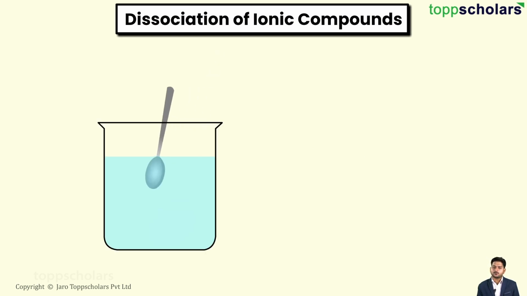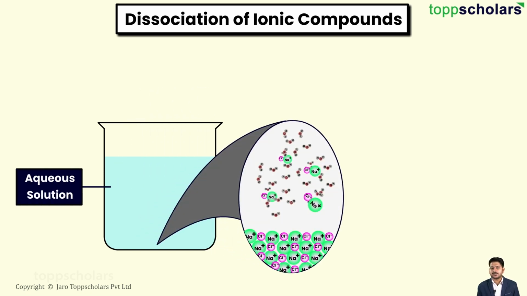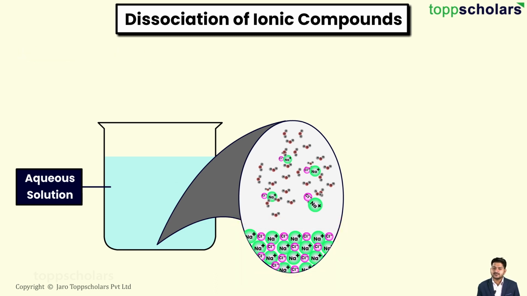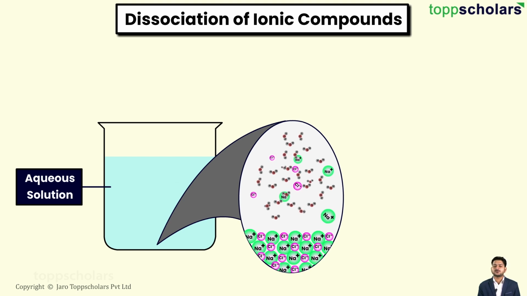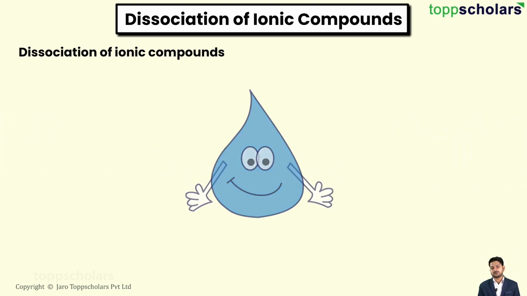When ionic compounds are dissolved in water, they form an aqueous solution. The oppositely charged ions constituting the ionic compound are placed adjacent to each other in its solid state. On dissolving the ionic compound in water, the water molecules separate the ions from each other. Thus, the ionic compound dissociates in water to form an aqueous solution. This is called dissociation of ionic compounds.